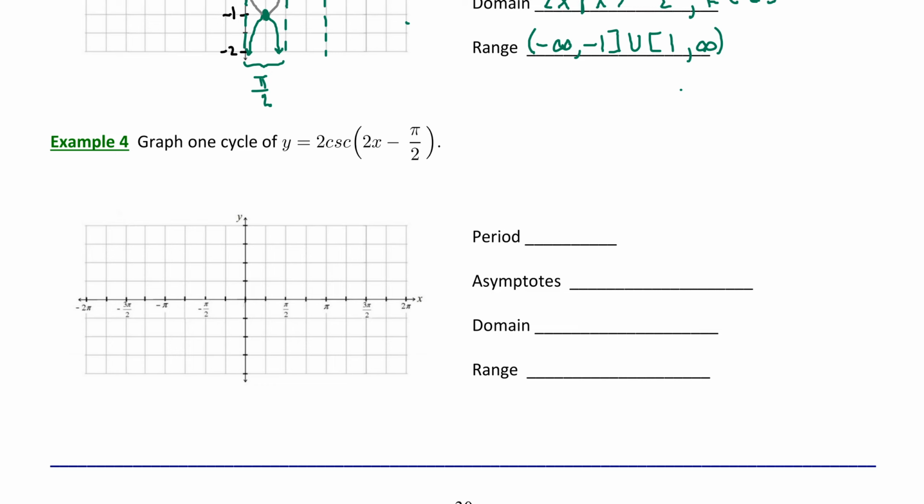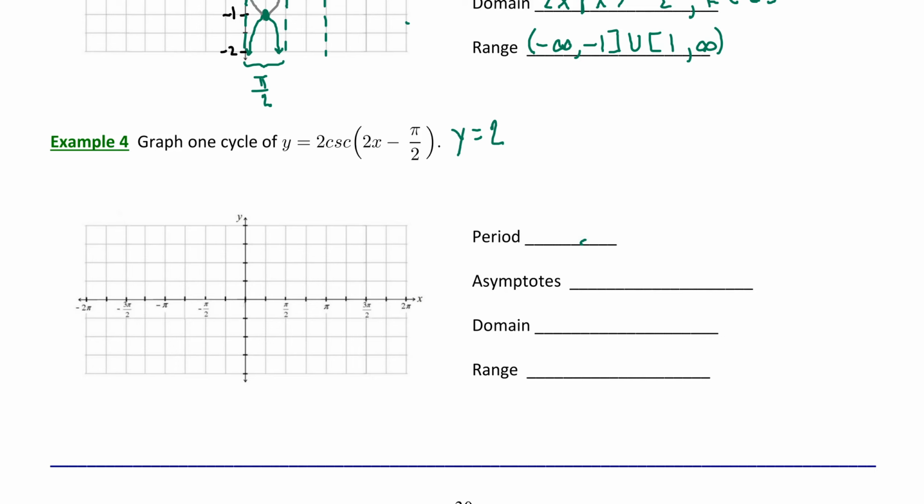Let's try one more example. Graph one cycle of y equals 2 cosecant of 2x minus pi over 2. Notice the format of the argument. It is not in factored form. So in order to properly recognize phase shift, we do need to write that in factored form.